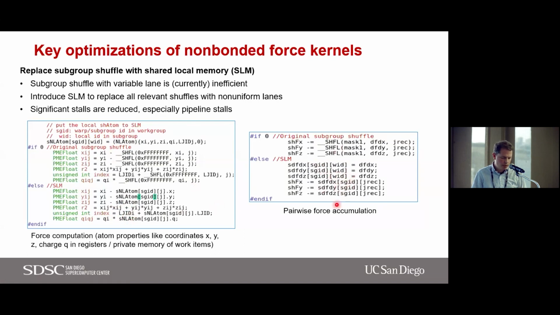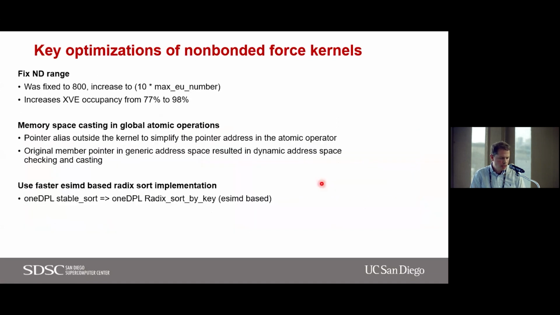It's very similar when we store back the forces. Instead of using a shuffle operation, we're working with shared local memory in this case. Some of these things we had to do. Some more simple things like ND ranges, which, coming from the translation, were fixed to 800. I don't remember why, but that doesn't make sense. So you increase it to reach a good occupancy.